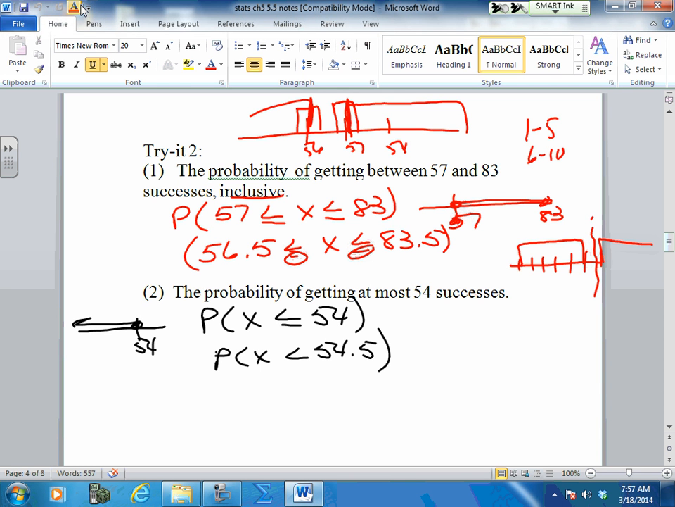You need to know which one it counts. If it just says less than, then I have to start at 53. But at most means it's that and less. That's the most it could be.